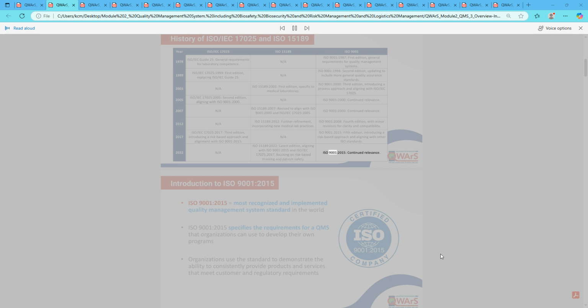ISO 9001:2015, continued relevance. Introduction to ISO 9001:2015. ISO 9001:2015 is the most recognized and implemented quality management system standard in the world. ISO 9001:2015 specifies the requirements for a QMS that organizations can use to develop their own programs. Organizations use the standard to demonstrate the ability to consistently provide products and services that meet customer and regulatory requirements.